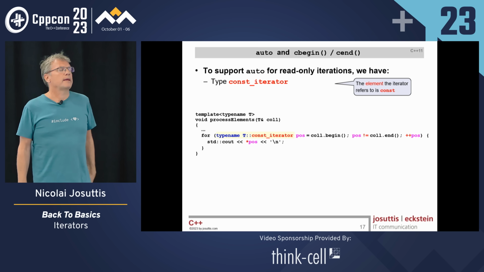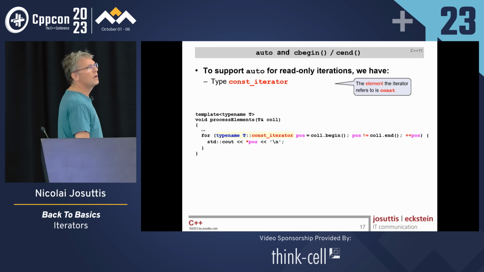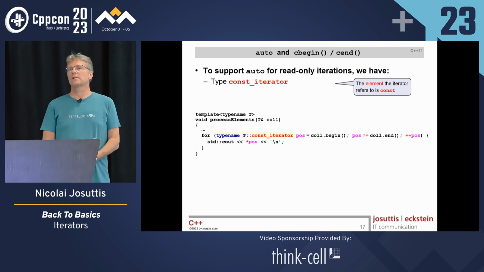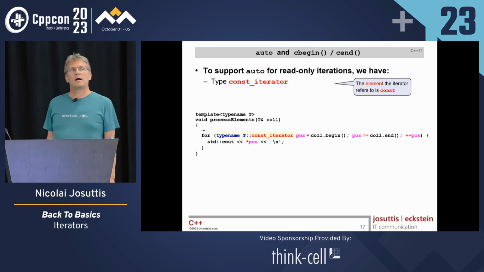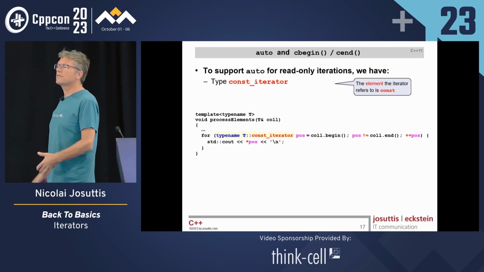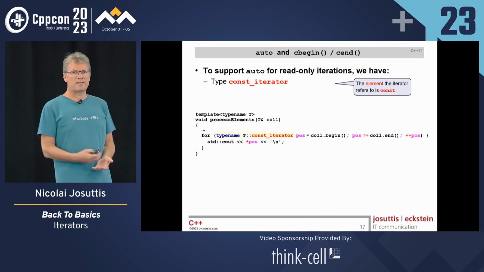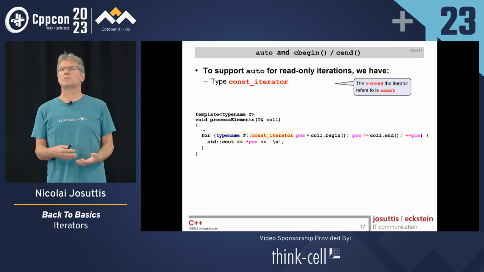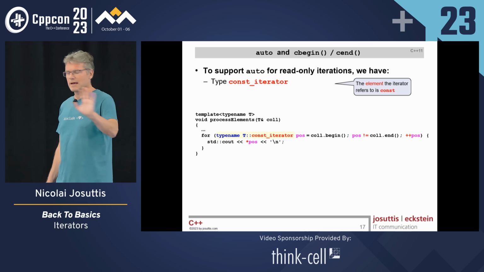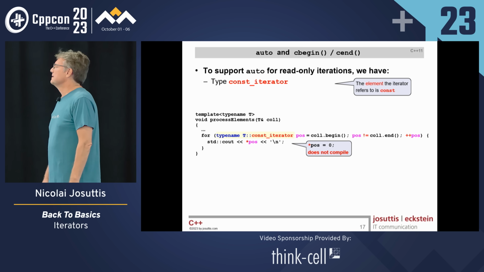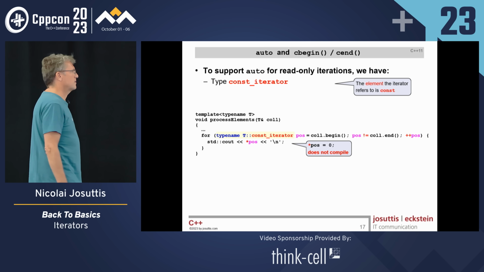To support that idea, if we iterate over the elements, even if the container is modifiable, we introduce the type for each and every container class, which is called the const iterator type. And by definition, that means if you access the element, it's const, which usually means you cannot modify it. You can screw that up in C++. So that means if you try here, for example, to assign a value there, that will not compile.